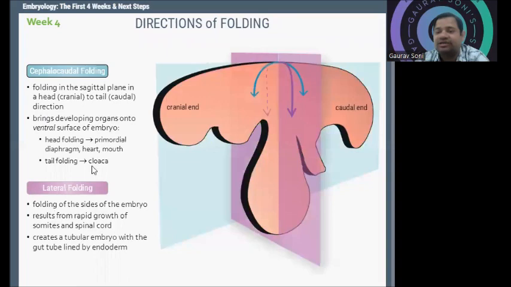Then there is the lateral folding. Lateral folding of the sides of the embryo results from the rapid growth of somites and spinal cord. It creates a tubular embryo with a gut tube lined by endoderm. So this particular site will give the development to the GIT, or gut, which is further divided into foregut, midgut, and hindgut with their blood and nerve supply. So these two are the directions of the folding. Remember, cephalo-caudal and lateral.